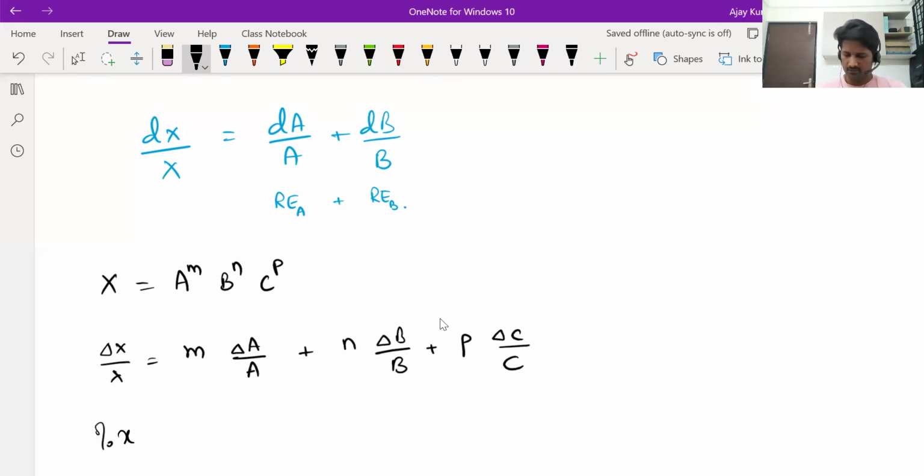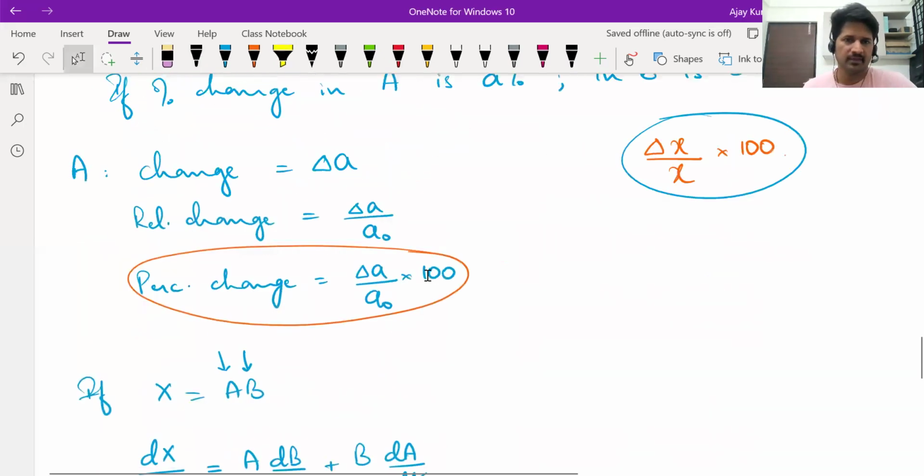Same thing with percentages also. You just have to multiply with 100 on both sides. Relative error becomes percentage error. You get m times percentage error in A plus n times percentage error in B plus p times percentage error in C. Okay, fine.